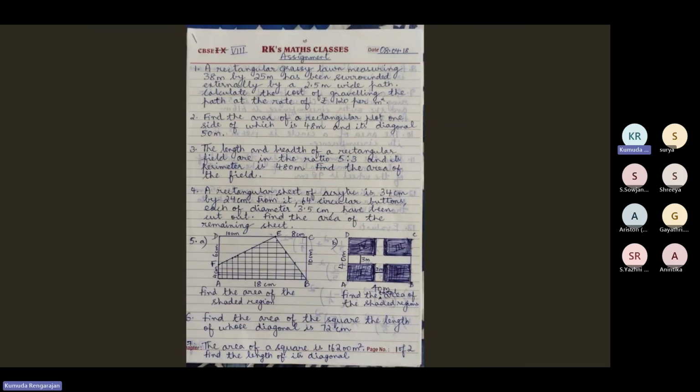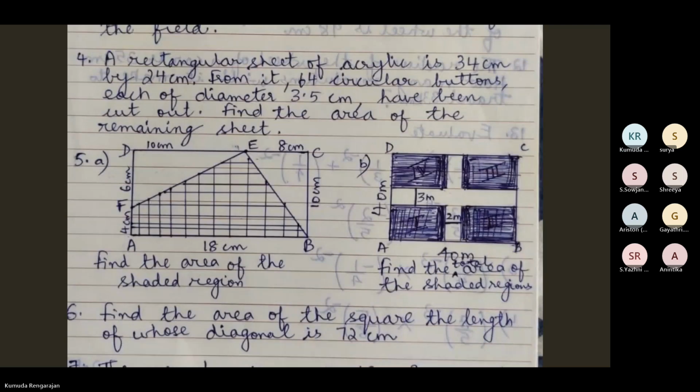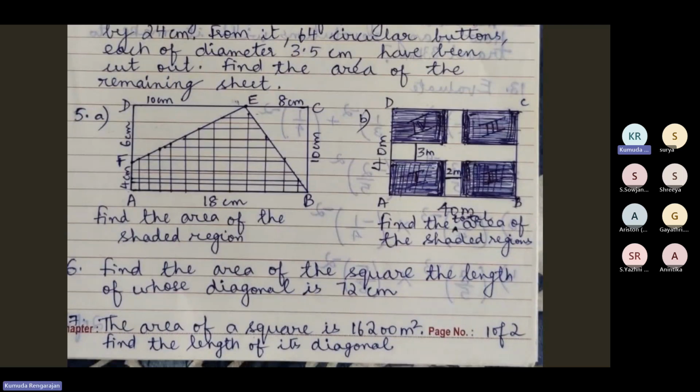Next question, the 6th one. Find the area of the square, the length of whose diagonal is 72 centimeters.